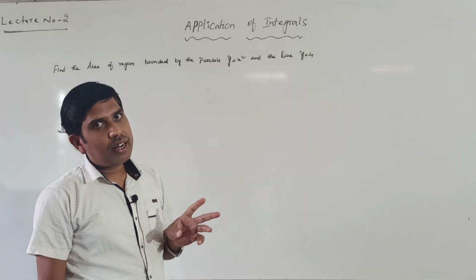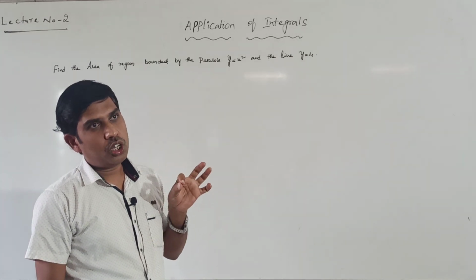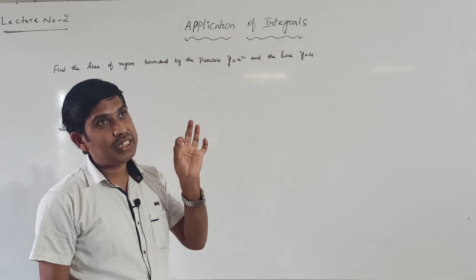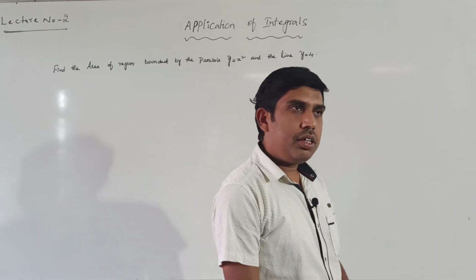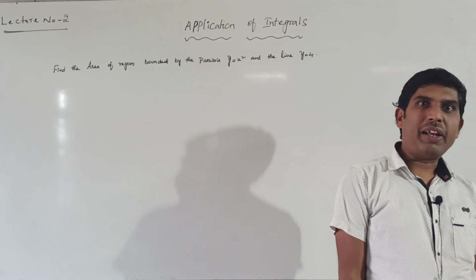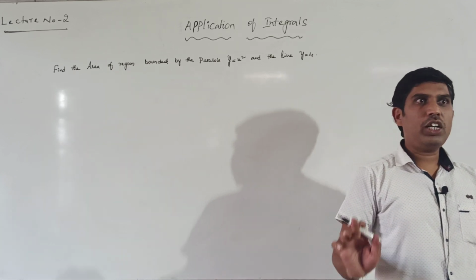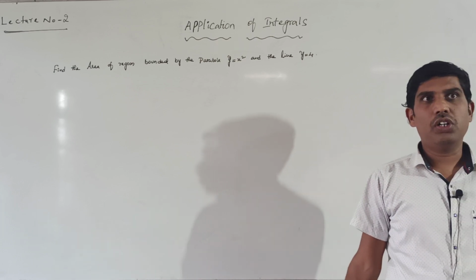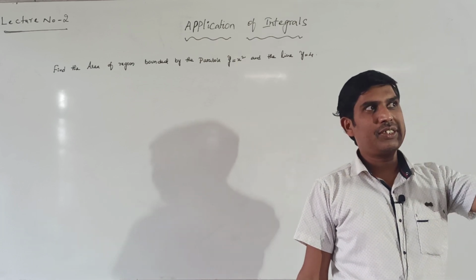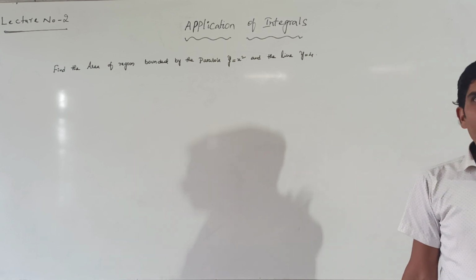First of all, we have to know what is the graph of y equals x square. So remember, conic section: if you are perfect in geometry, then only you can easily draw the graph. y equals 4, how will it be? y equals x square, how to draw the graph?